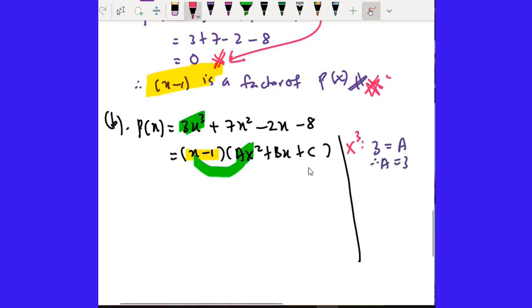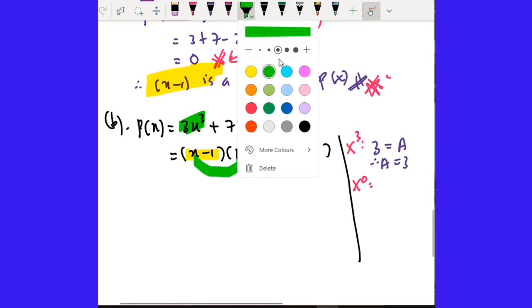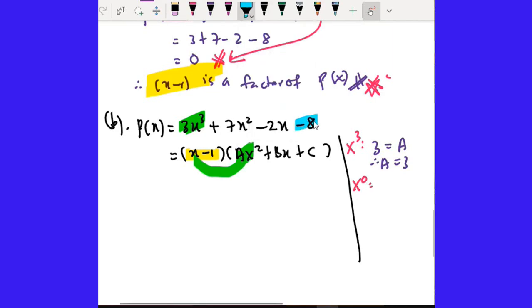The next step, the constant, the lowest degree. So this is the constant, and minus 1 times c. The constant on the left hand side, this is the P(x) side, is minus 8, and on the right minus 1 times c, minus c. Therefore c equals 8. Settle.